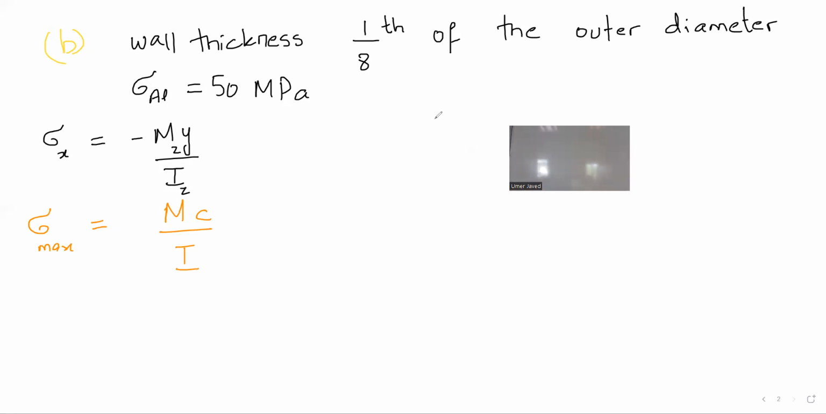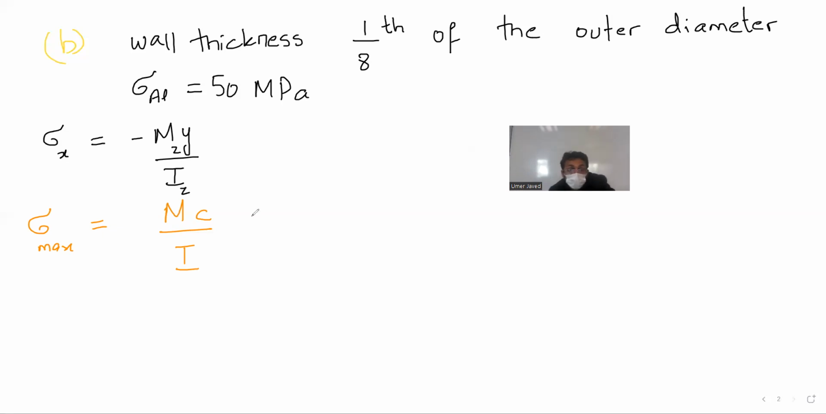What you have to do is plug in the M, and the maximum distance from the neutral axis. Now, it's a hollow structure, but even for a hollow structure, your neutral axis goes right through the centroid, although you don't have any fiber there. What you have to do is give me the moment of inertia.